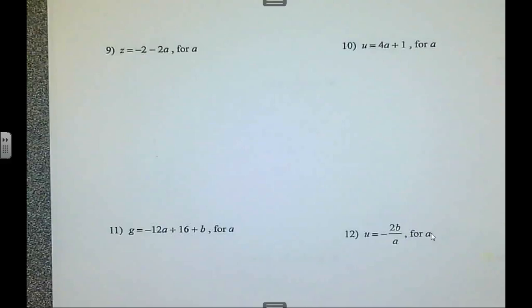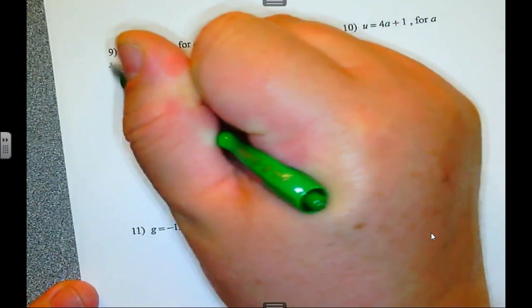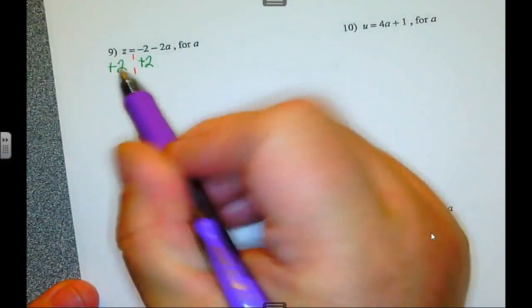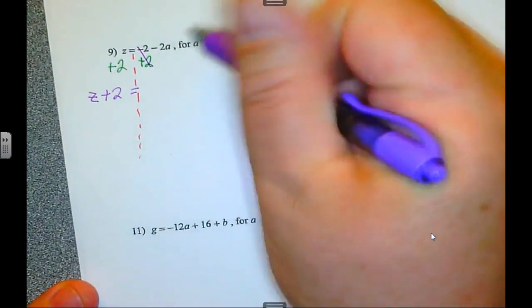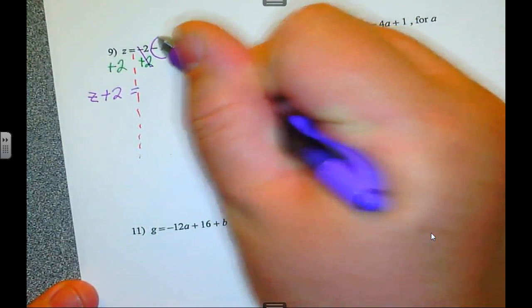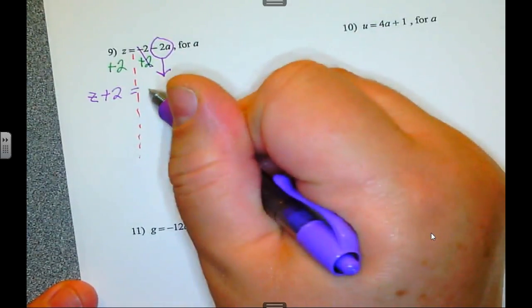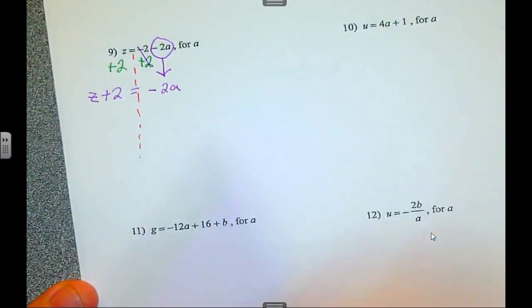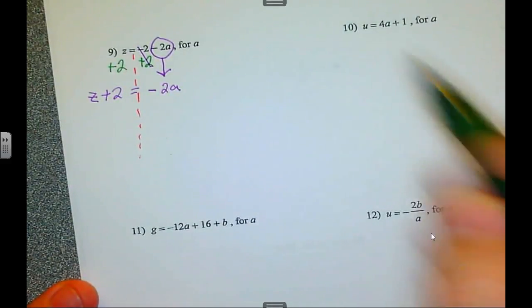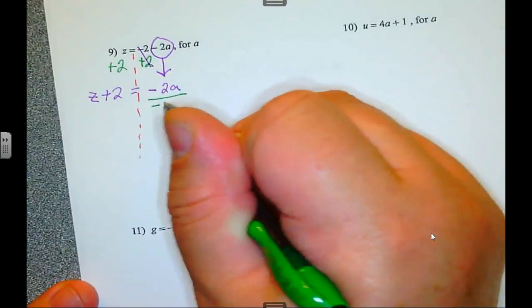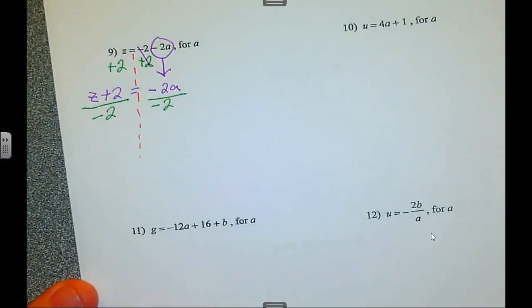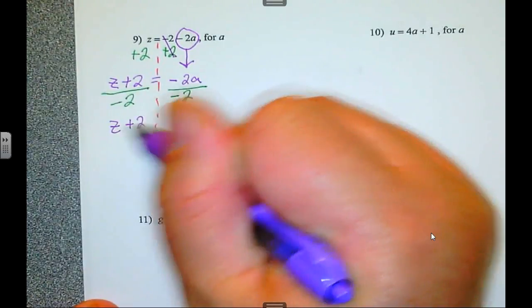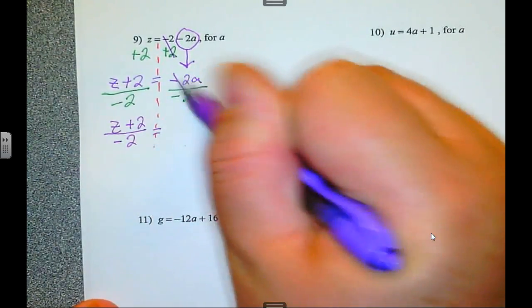Okay, I gotta add 2 to both sides. Do not combine these unlike terms. Z plus 2 equals, again, watch your negative sign. I get negative 2a. I'm going to divide by the coefficient, negative 2. Divide everything by the coefficient, negative 2. And I get z plus 2 divided by negative 2 equals a.